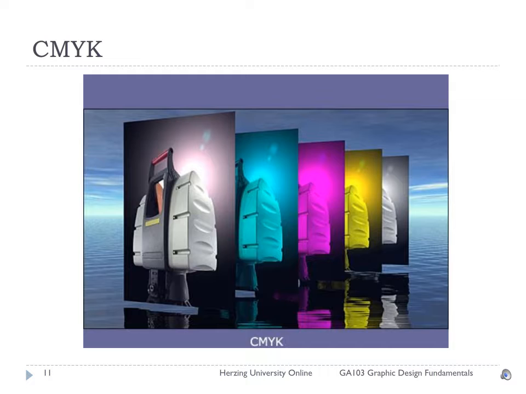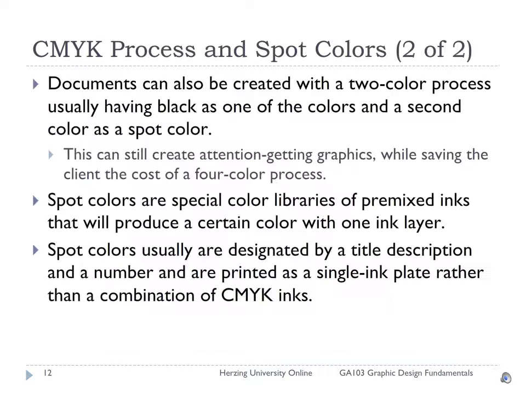Here we see how the different plates can be layered to create the 4-color image. Documents can also be created with a 2-color process, usually having black as one of the colors and a second color as a spot color. This can still create attention-grabbing graphics while saving the client the cost of a 4-color process. Spot colors are special color libraries of pre-mixed inks that will produce a certain color with one ink layer. Spot colors usually are designated by a title description and a number and are printed as a single ink palette rather than a combination of CMYK ink.